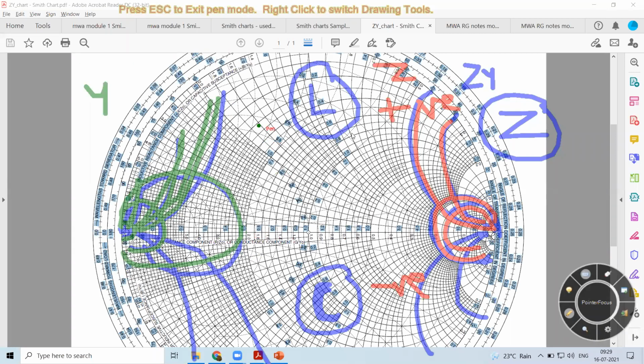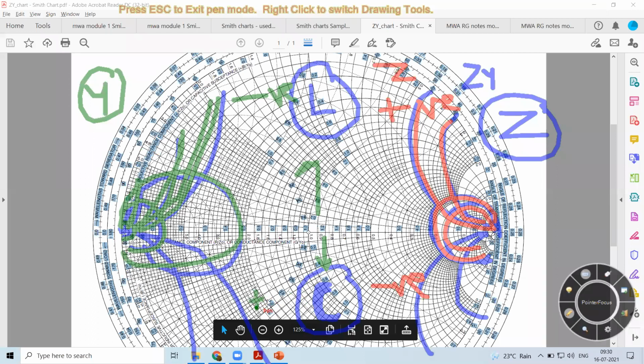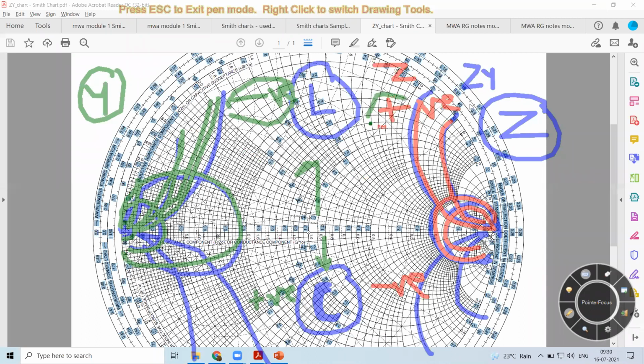Since inductive is always plotted in the upper half and capacitive is always plotted in the lower half, if you're using this kind of chart, the upper part will be used for plotting the negative values associated with Y, and the lower part is used for plotting the positive values. So it is this change that we have to look out for, because these are the changes we have to check.